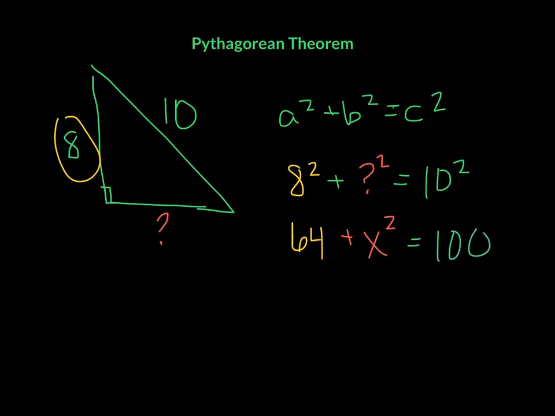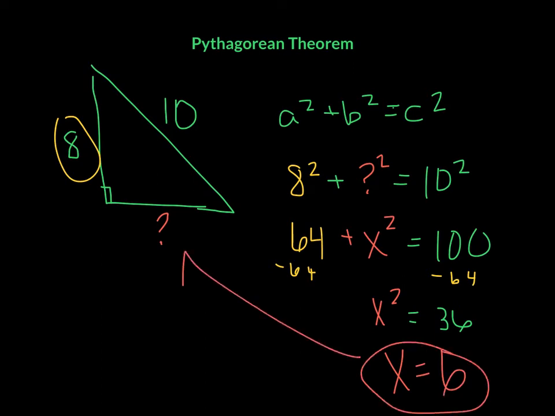So now we kind of have like a two-step equation here. We're going to have to subtract 64 from both sides of the equation. So when you subtract 64 from 100, you're going to get 36. Some of us, once again, know our multiplication facts, and we know what the square root of 36 is. For those of you that don't, you can go ahead and type it in your calculator. You'll get X is equal to 6, which means my question mark side is 6.